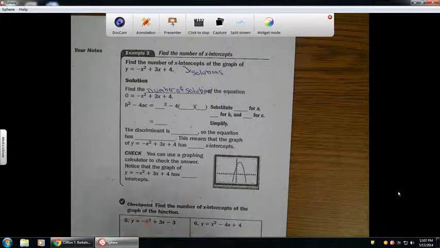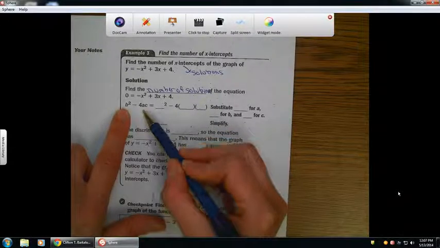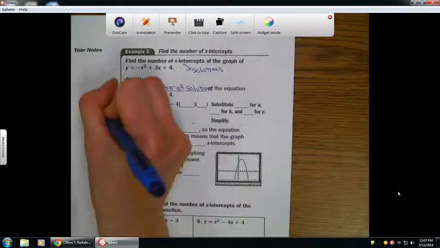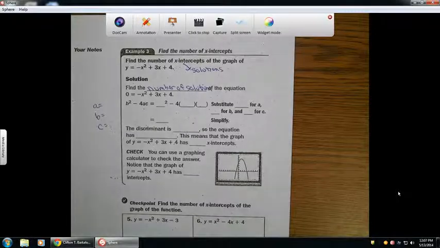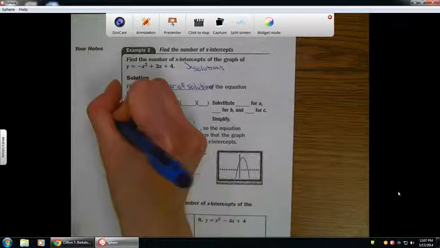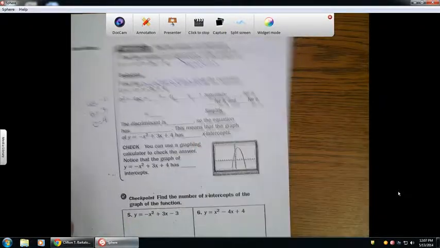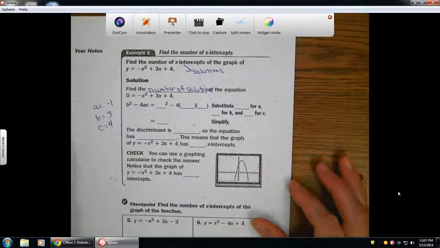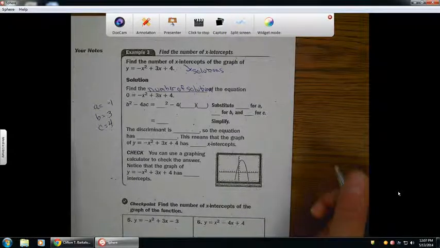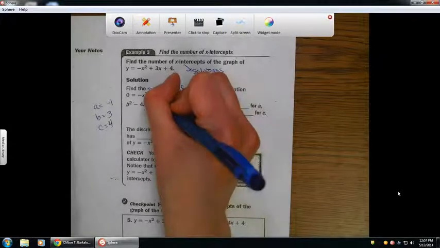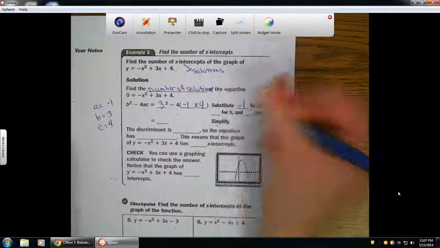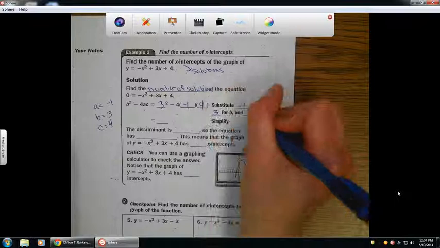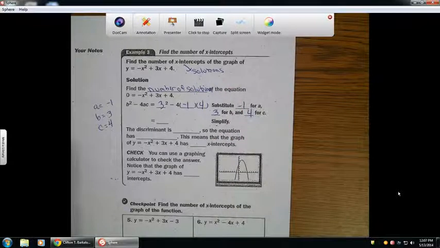Again, we're using our discriminant b squared minus 4ac. A equals, B equals, C equals. Pause the video and please write down what A, B, and C are. All right, and then we're going to take those numbers and substitute them into b squared minus 4ac. So we substituted negative 1 for A, 3 for B, and 4 for C. Go ahead and pause it.